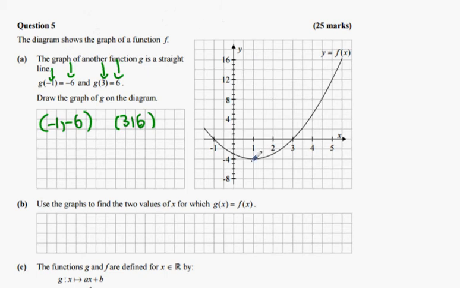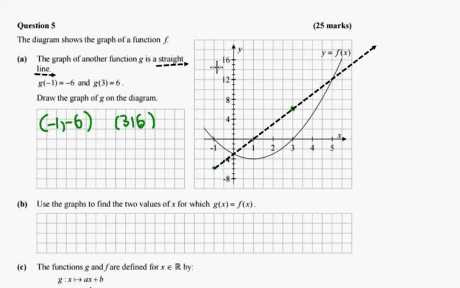Draw these 2 points. We got 3, 6, which is 3 across and 6 up, which is here. And we got minus 1, minus 6, which is down here. We join both points together, and we continue it on. That's the line drawn there, because it says that the function g is a straight line. That's how I knew that I could draw a straight line between those 2 points.